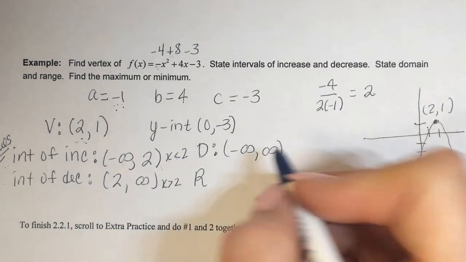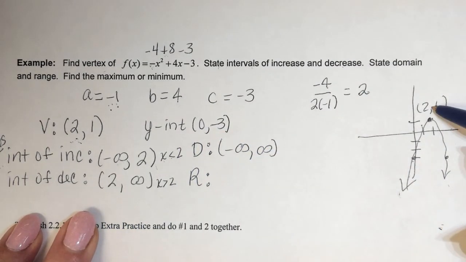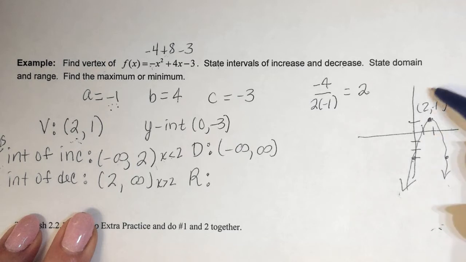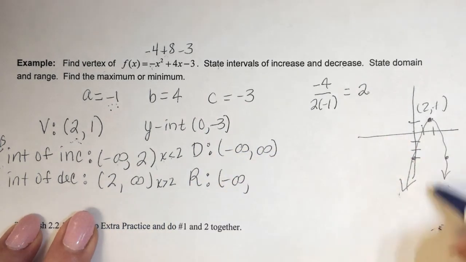Okay. Range. We always go from the bottom up. Bottom up. What's this called down here, everybody? Negative infinity. What do we go up to?